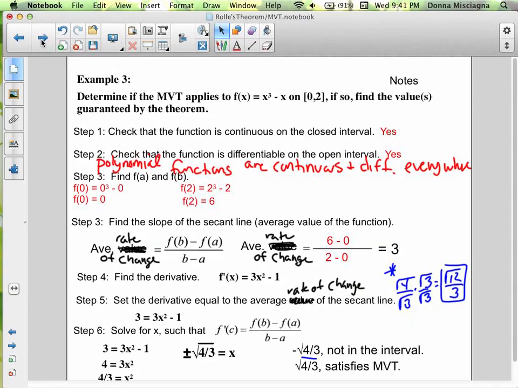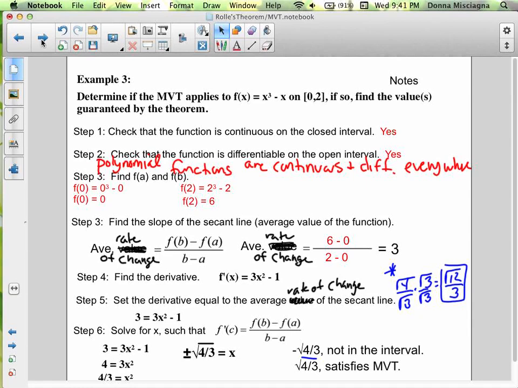This one is in your notes completely with a couple little boo-boos. I typed in average value instead of average rate of change. Those are very, very, very different things. All right, so determine if the mean value theorem applies to f of x equals x cubed minus x on [0, 2]. If so, find the values guaranteed by the theorem.